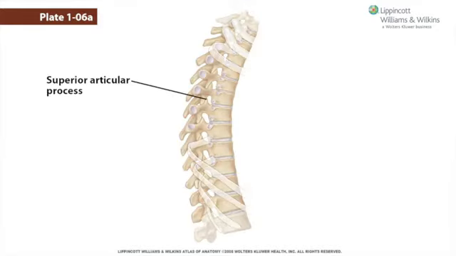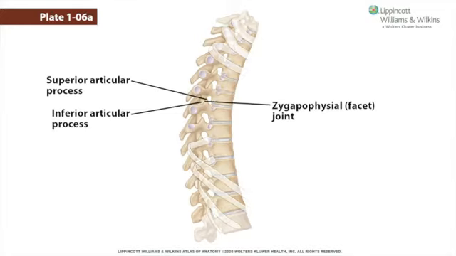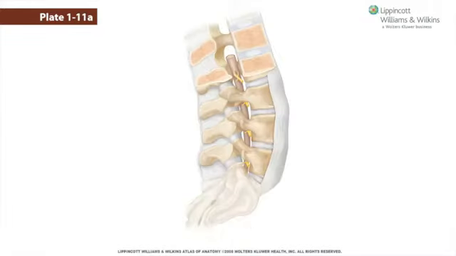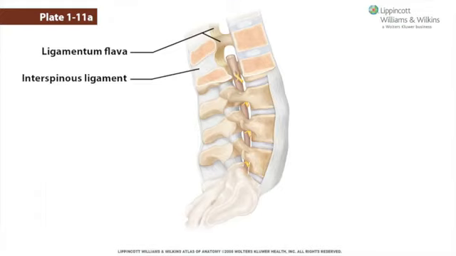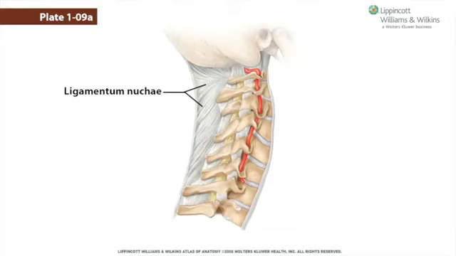The joints between the superior and inferior articular processes of the vertebra are synovial joints. These facet or zygapophyseal joints have relatively loose joint capsules that allow for a wide range of gliding movement between adjacent vertebrae. Other ligaments of the vertebral column include the ligamentum flava, the interspinous ligaments, the supraspinous ligaments, and the ligamentum nuchae.